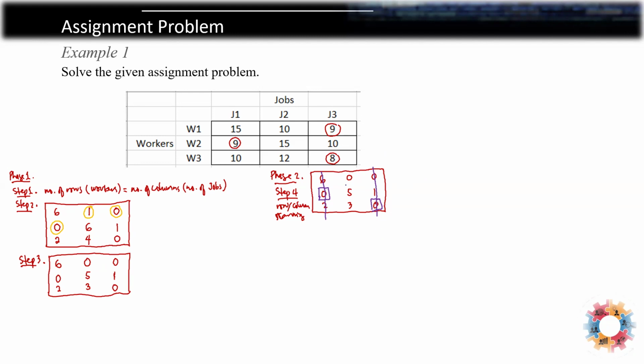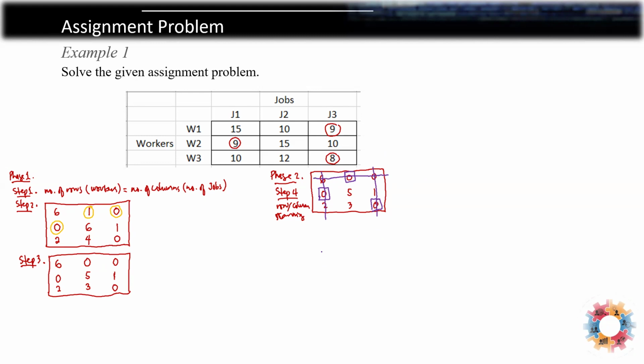Now we look at the columns. The first column is already deleted, so no problem. The third column is also deleted. We now consider the second column. In that column, there is only 1, 0, right? So we mark that. The corresponding row will be deleted. So we delete this row.